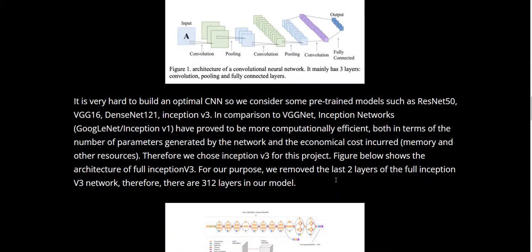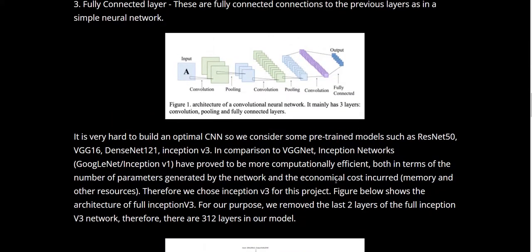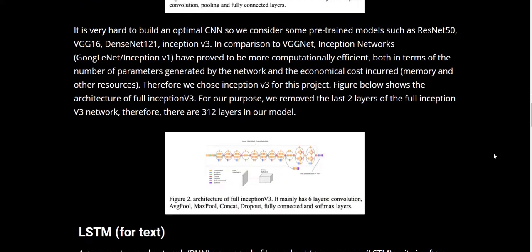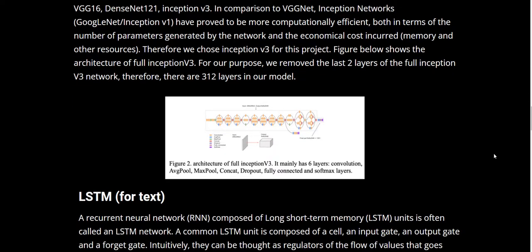For an optimal CNN, we had to consider a pre-trained model, Inception V3, as Inception networks have proved more computationally efficient, both in terms of the number of parameters generated by the network and the economical cost incurred in terms of memory and other resources. The figure below shows the architecture of the full Inception V3 model. For our purpose, we removed the last 2 layers of the full Inception V3 network. Therefore, there are 312 layers in our model.